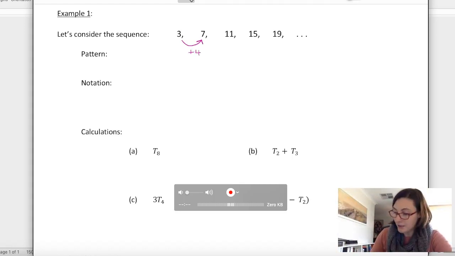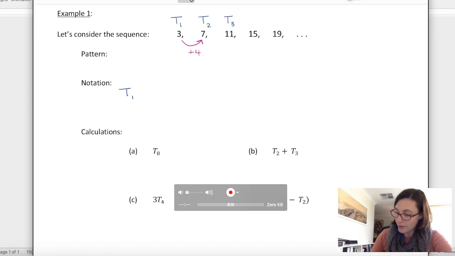So in our case, if we look here, we can call our first term T1. So we're going to use this notation of a capital T for the term, and we're going to put a 1 if it's term 1. If it's term 2, we're going to put a capital T and then a little subscript of a 2 for term 2, and then we would call term 3 to be 11.